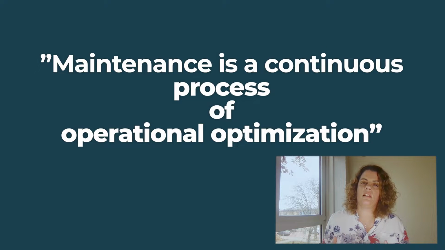What does this mean? First, it tells you that maintenance is not something reactive, something that happens only when there's a failure, but it's a process that starts way before. Whenever we think about the strategies that we can put into place and whenever we plan the next maintenance activities and tasks that will happen. It's also a process of operational optimization.